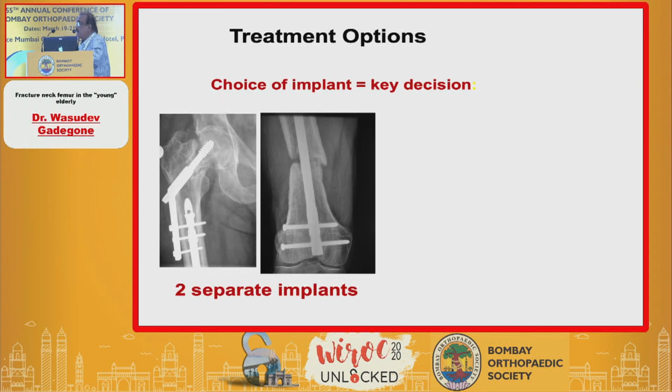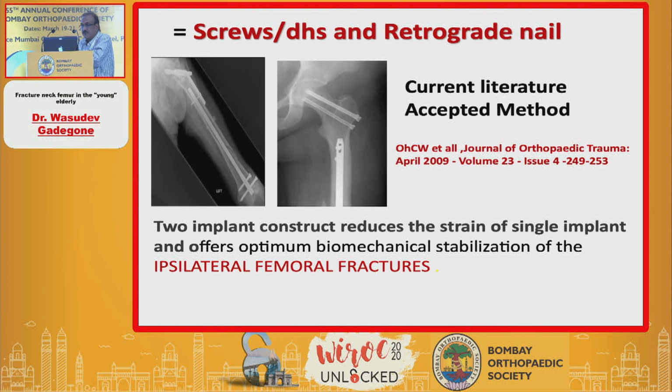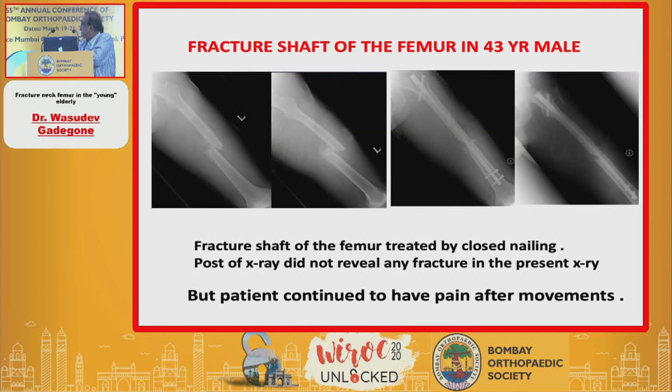So this is the example. The choice of implant is a key decision: whether to use 2 implants or 1 implant for both the fractures. The literature is not very clear, and there are proponents and opponents of these 2 methods. Now this is one of the examples. The currently accepted method in the literature is a 2 implant construct, which reduces the strain on a single implant and offers optimal biomechanical stabilization of the ipsilateral femoral shaft fractures.